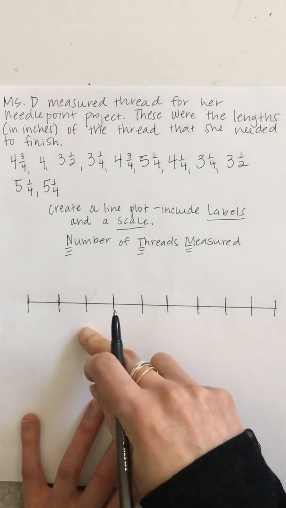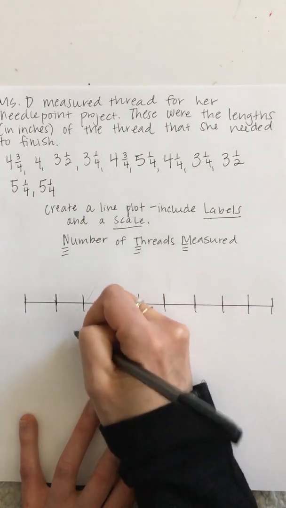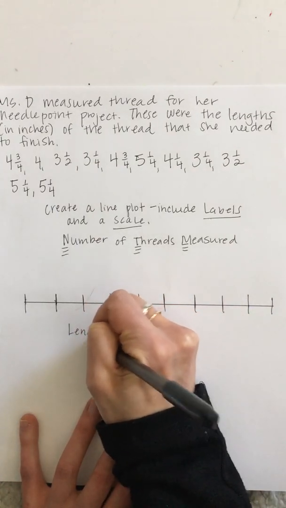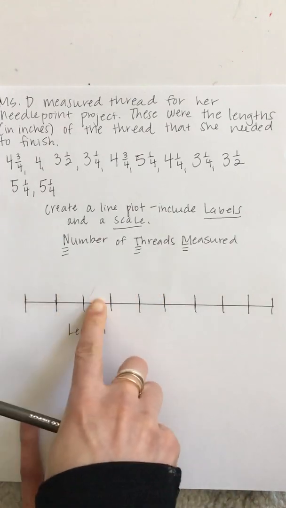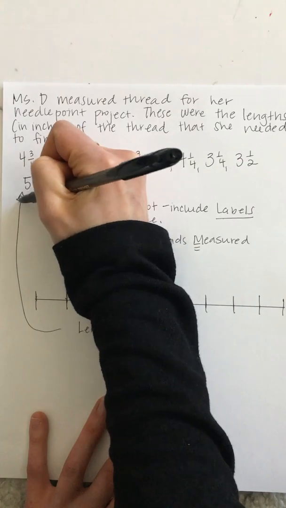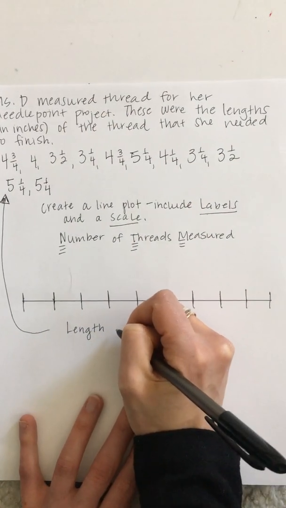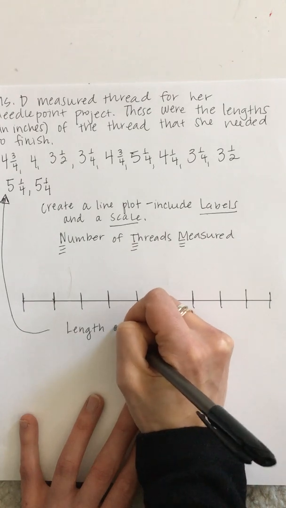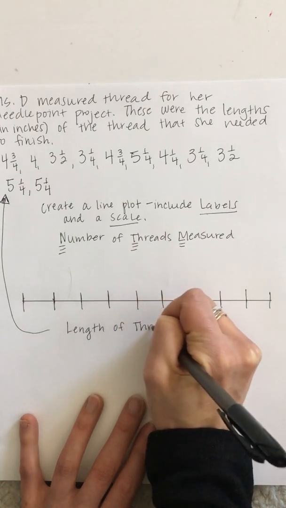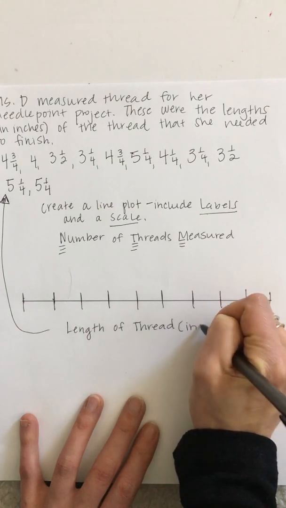Okay, then I need a label for below, and that's my scale. So my scale, what is that going to be? It's the length, because that's the data that I'm plotting. We know that all of my data are lengths. Okay, it's important to say what length it is. So we'll have that at the end. It's the length of thread. And what are we working with? Well, we're working with inches.